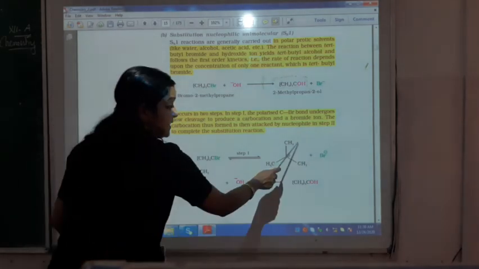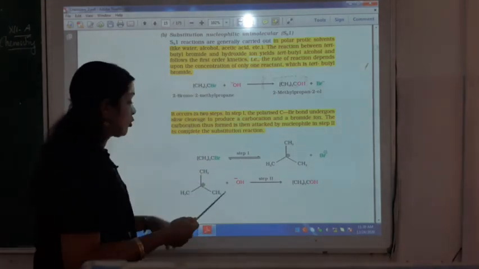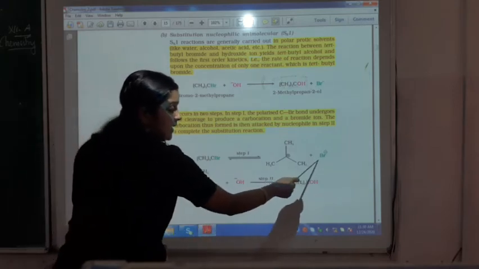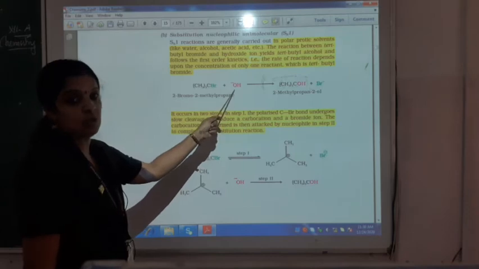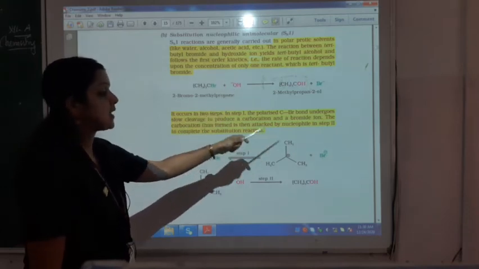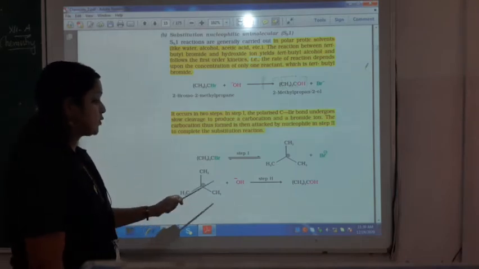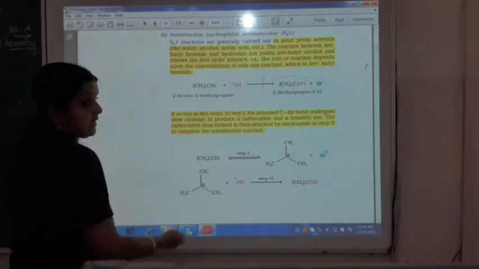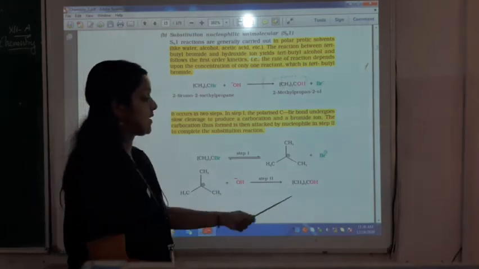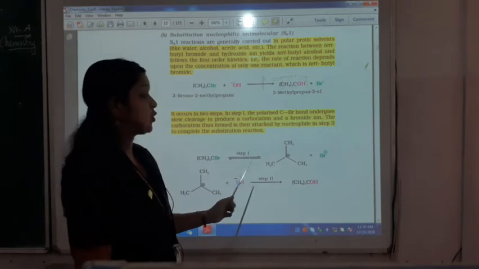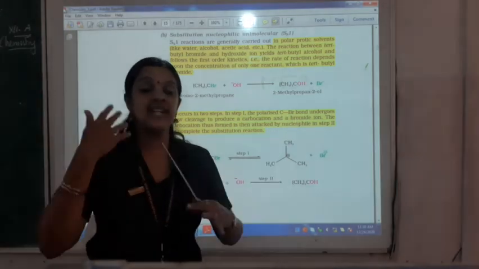So now this center is ready to get attacked by a nucleophile. So the first step is the leaving group goes away. What is my second step? Attack of my nucleophile. The nucleophile comes and attacks my positive center, which is my carbon center. It can attack from any side, right? What happens? It comes and attacks on the same side. So you get here CH3COH. So there is a retention of configuration. You don't get the structure getting inverted.